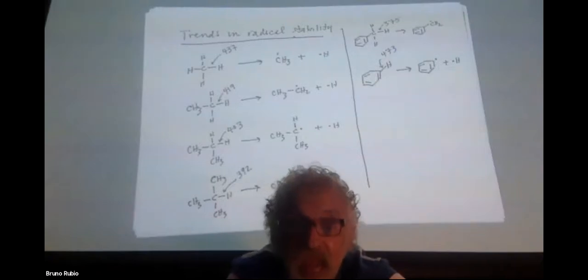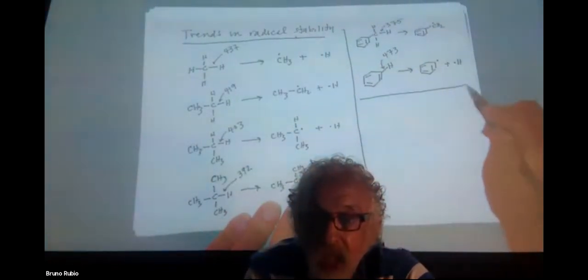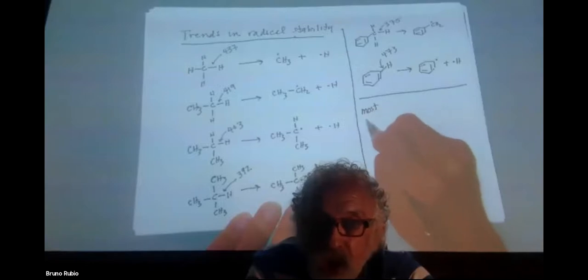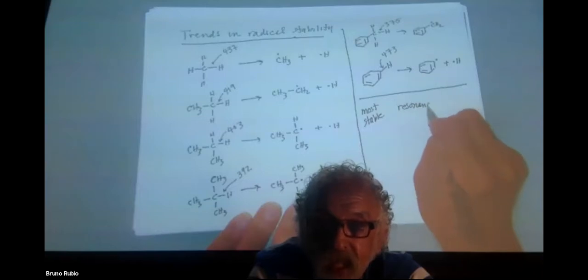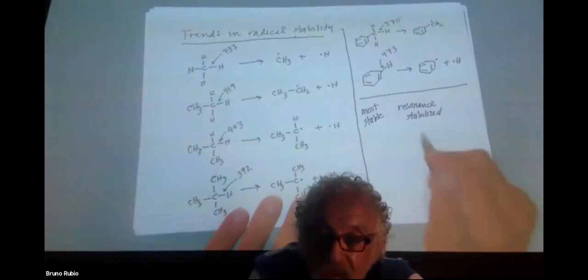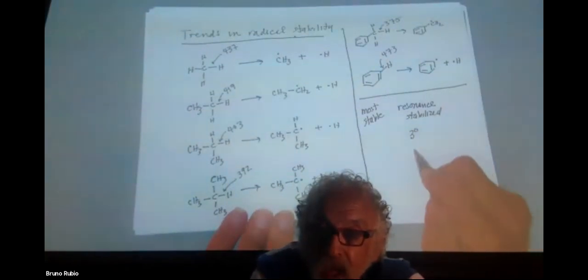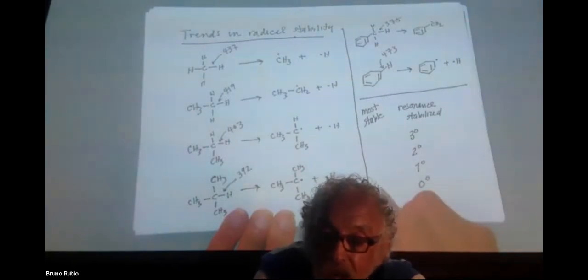We would like to understand these trends, but before we get to the explanation, let's summarize the results. The most stable kinds of radicals are the resonance stabilized types of radicals. The radicals for which we can draw resonance structures, the pi accepting radicals. And then a tertiary radical, then a secondary radical, then a primary radical, and then a superprimary or methyl radical is the least stable of all.